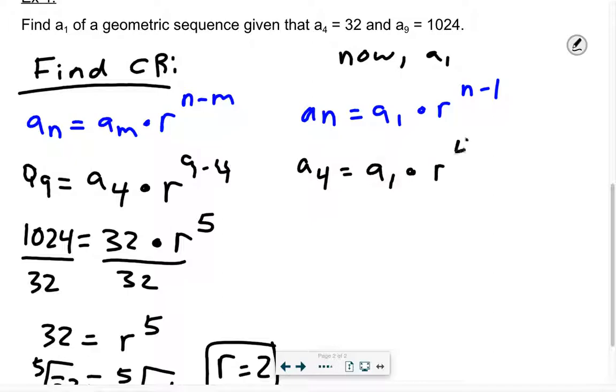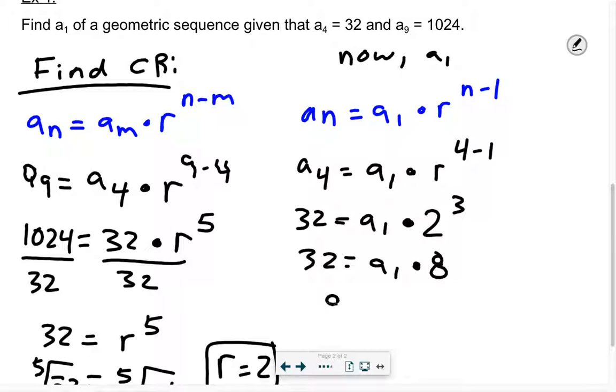My n value I said was 4, so 4 minus 1. What do I plug in for a sub 4? Well, I plug in 32. a sub 1 is what we're going to solve for. What's my common ratio? We found that to be 2, so here's where we want to use it. Therefore, a sub 1 is 4.